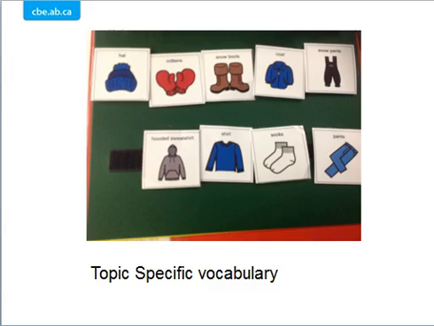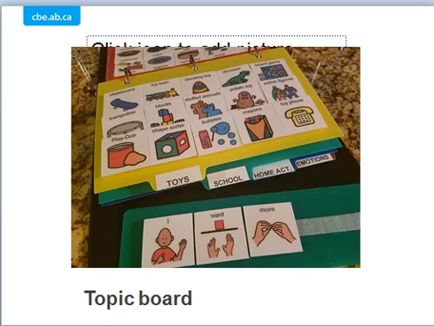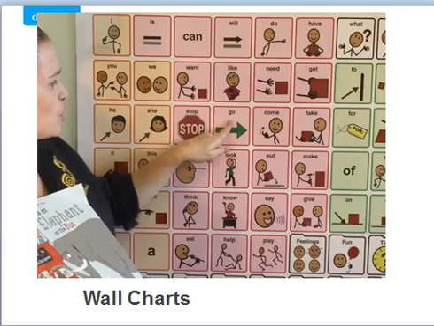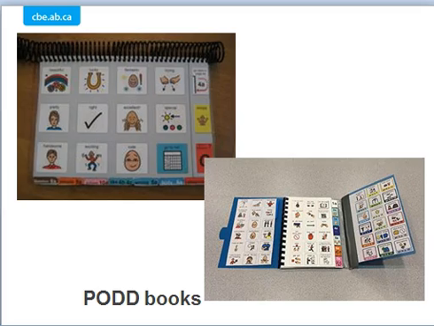Simple and specific vocabulary might be more appropriate for some students in certain situations or interactions. Tools might include core boards, topic-specific language boards, and wall charts, flip communication or pod books, language systems on iPads or tablets.